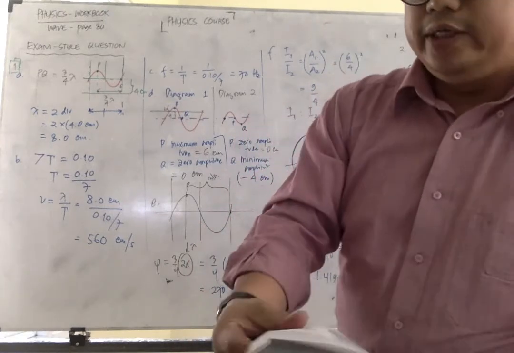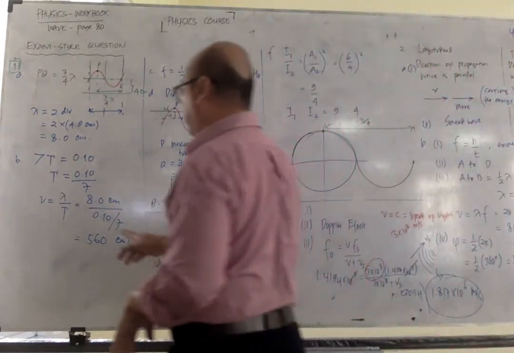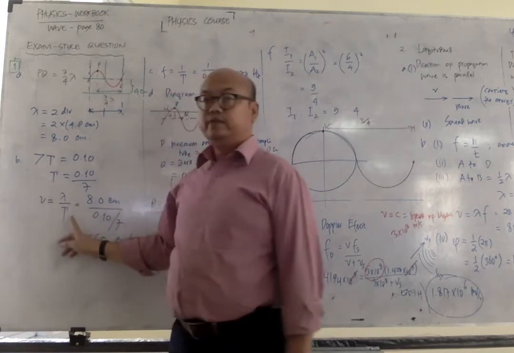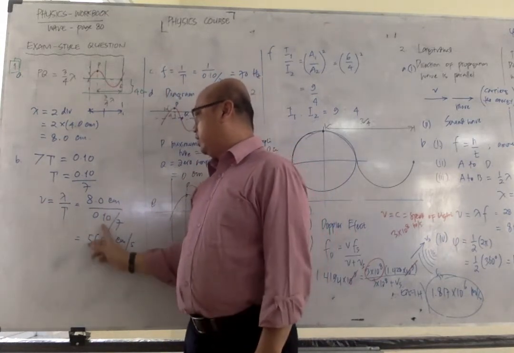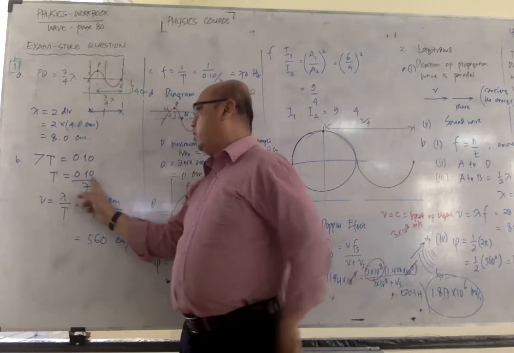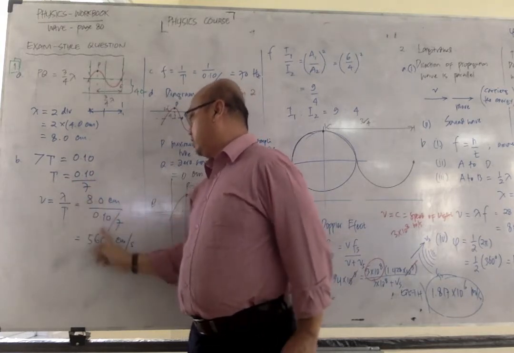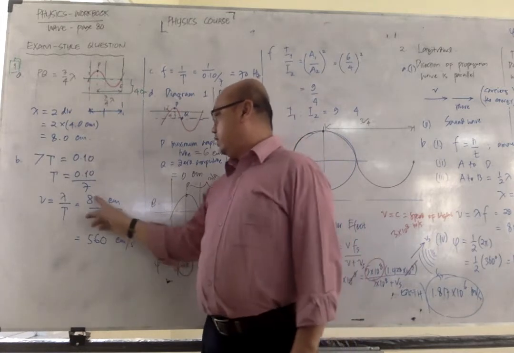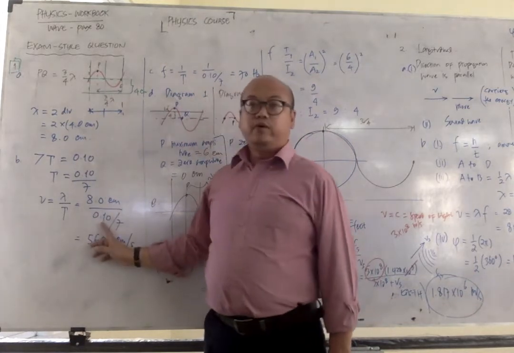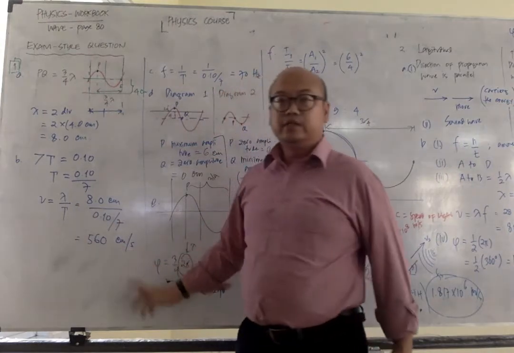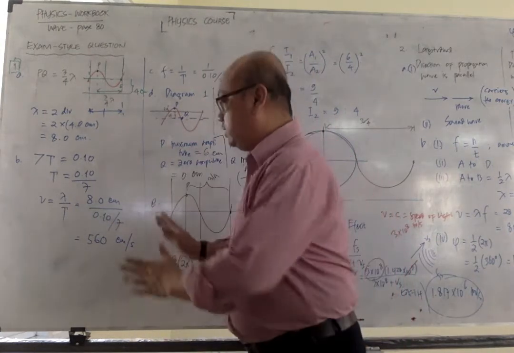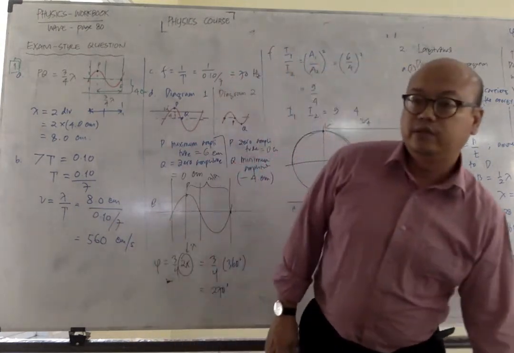We continue with the wave velocity, lambda over t. We get lambda equals 8.0 centimeters and period is 0.10 divided by 7. So we get 7 times 8 divided by 0.1, which equals 560 centimeters per second. That's the velocity of the wave.